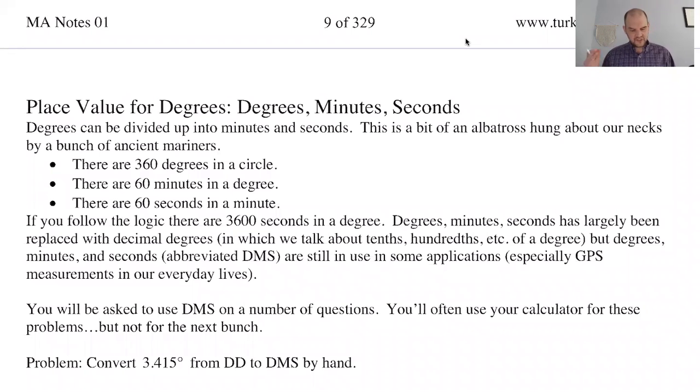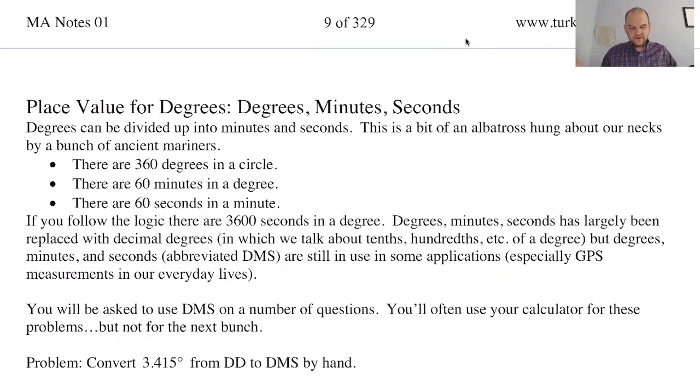All right, we are on page 10 of the math analysis notes, and we are going to be talking about something that is an old topic, but it's really interesting. It's place value essentially for degrees, and it's called degrees, minutes, seconds. Everything that we've done so far has actually been in decimal degrees. We are willing to have 0.1 degrees, not a problem. There's another way of doing it, and it's kind of weird.